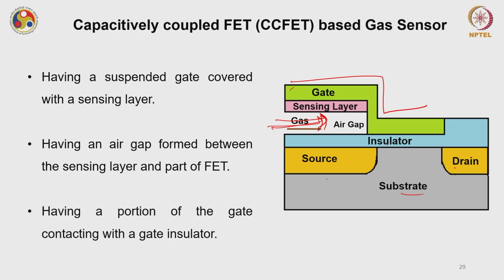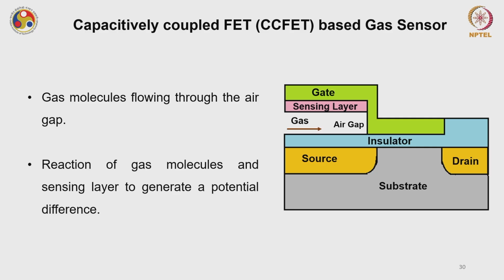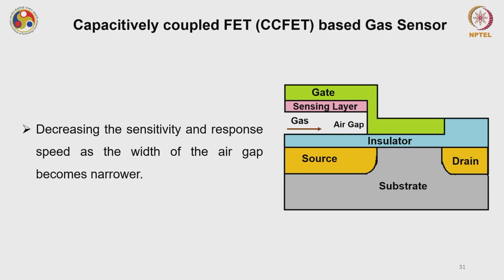Now if you see, the gate is also in contact with the insulator in this device structure. So the gas molecule is flowing through this gap, and the reaction of gas molecules and the sensing layer again happens to generate some kind of potential difference. But at the same time, this gas molecule can also see the gate metal. So the sensitivity and response speed decrease in this kind of device when the air gap between the sensing layer and the insulator decreases.